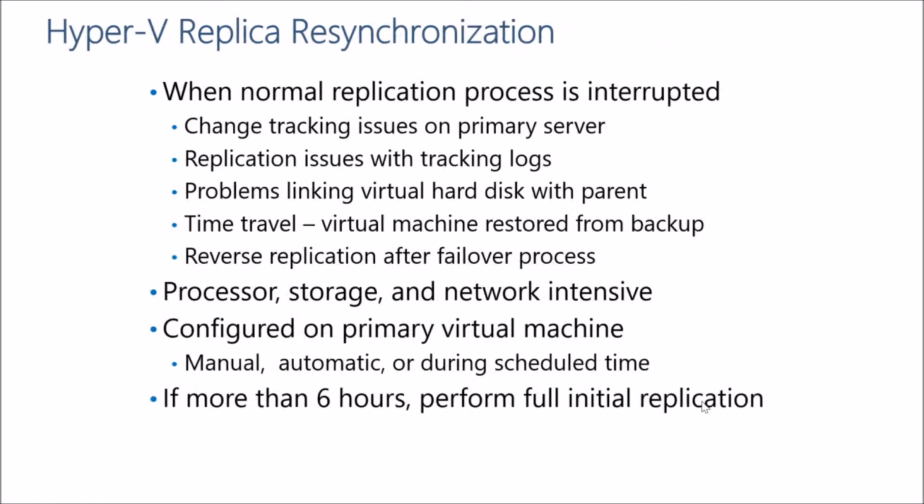Replica resynchronization is needed where normal replication is interrupted, such as change tracking issues on the primary server. So when the replication process is interrupted, let's say it was cut, and there's some change tracking issues on the primary server, or there's replication issues with the tracking log, or there's problems linking the virtual hard disk with the parent, or someone's reverted the snapshot, restored from backup or from checkpoint. Or it's a reverse replication after failover.